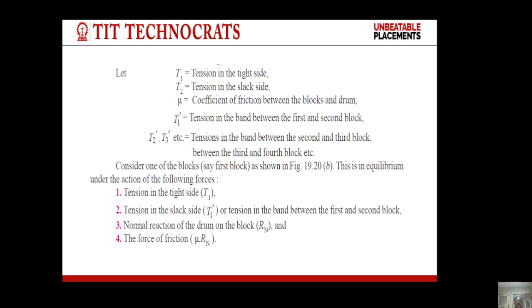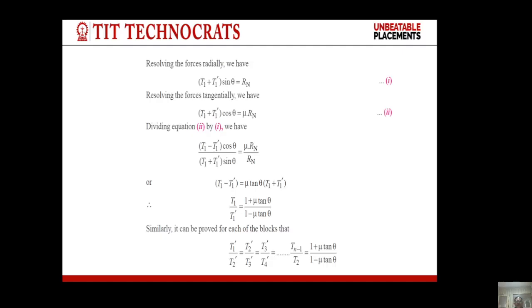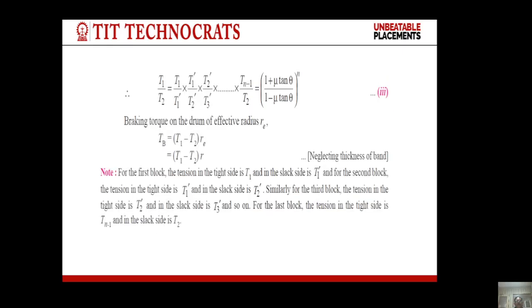T1 is the tension in the tight side, T2 is the tension in the slack side, mu is the coefficient of friction, T1' is the tension in the band between the first and second block, and similarly for the rest. So the ratio between T1 and T2 comes out to be ((1 plus mu tan theta) by (1 minus mu tan theta)) to the power n, where n is the number of blocks. Braking torque with effective radius r_e is equal to (T1 minus T2) into r_e.